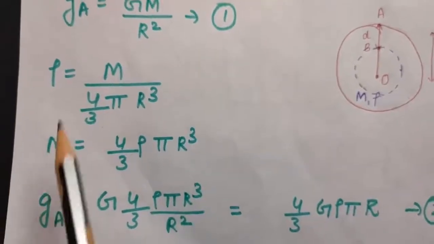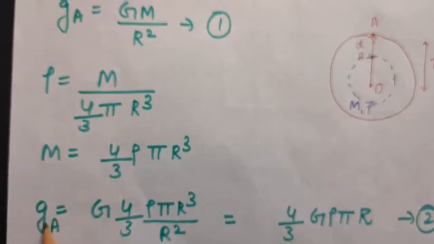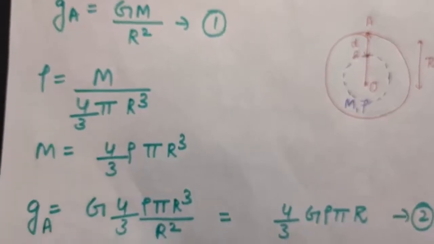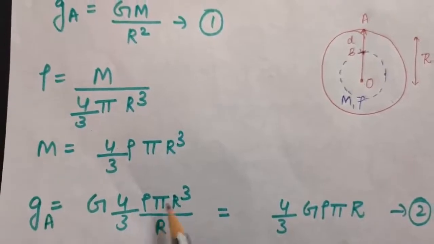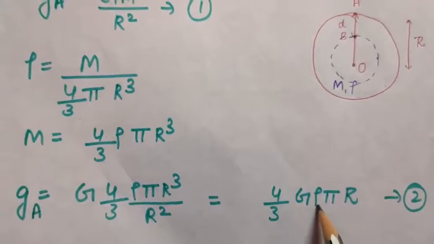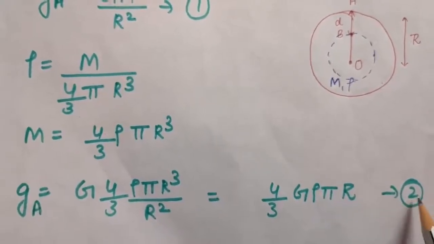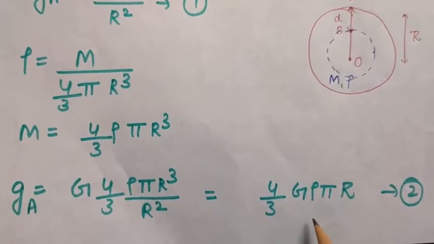and therefore if you put the value of this m here, you can write down acceleration due to gravity at A, that will be equal to GM, that is 4 by 3 into rho pi r cube upon r square. So this will give you 4 by 3 G rho pi r. Mark it, second equation. So this is the value of acceleration due to gravity at point A.